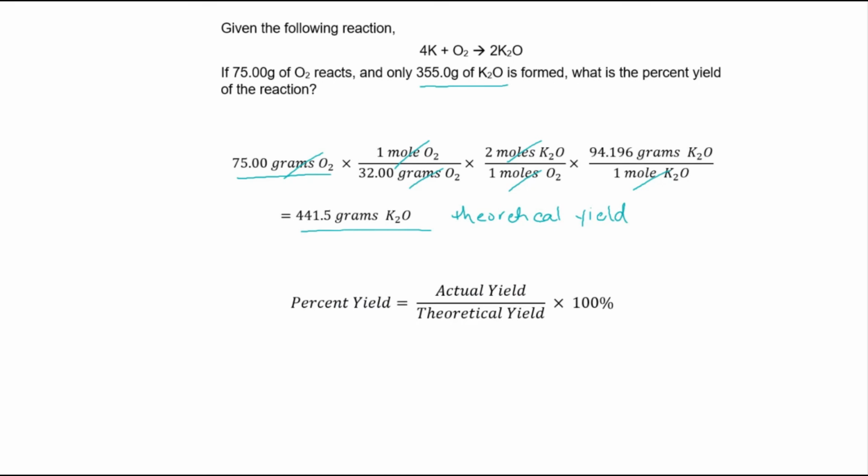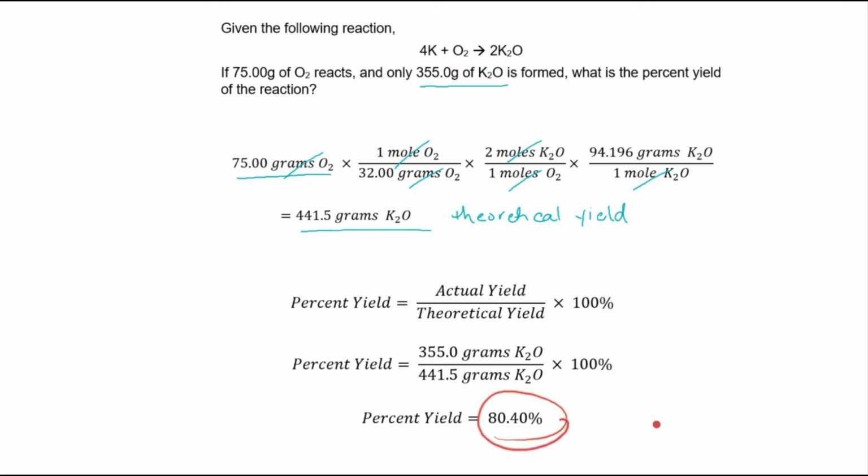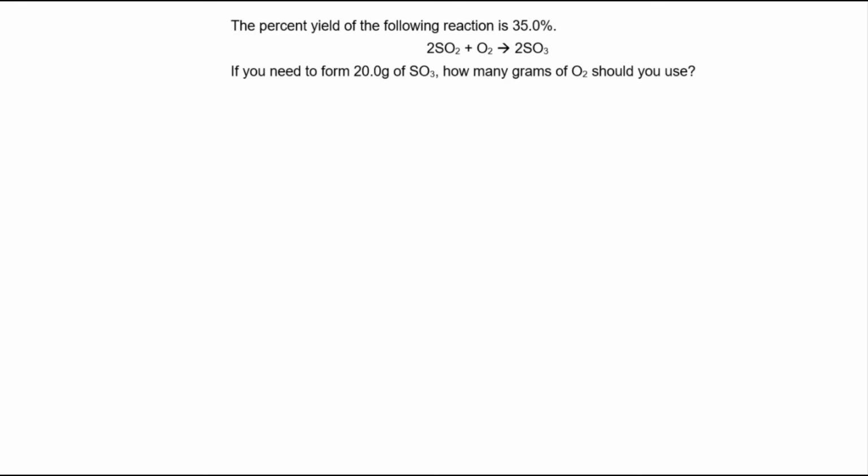Here it is. It is our actual yield over our theoretical yield. We just calculated our theoretical yield. This is what we get when we do our stoichiometry. Our actual yield is what actually happened. Our problem told us we only got 355 grams in the actual yield, but our stoichiometry predicted 441.5 grams. So I simply divide, multiply by 100%, and I get a percent yield of 80.4%, which is actually not too bad. Let's do one more percent yield problem.